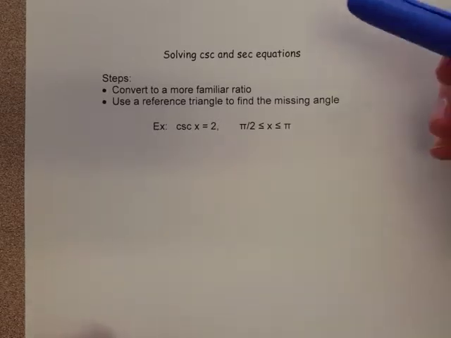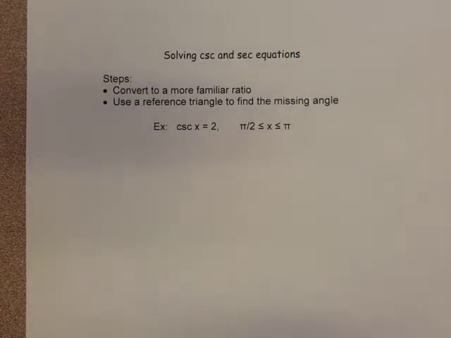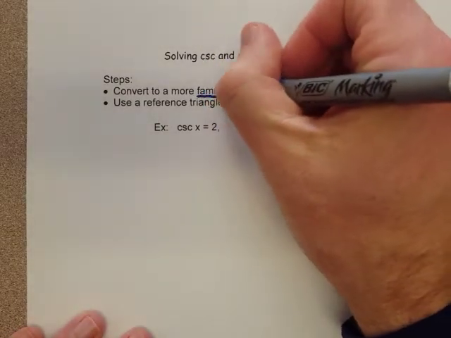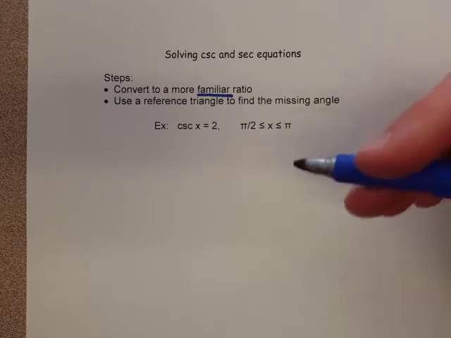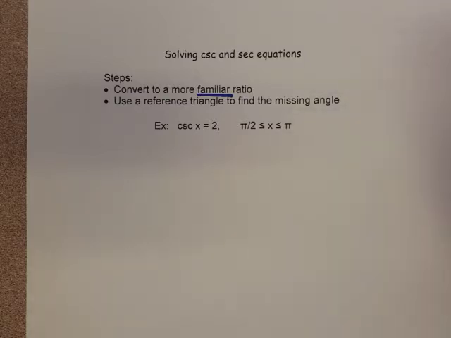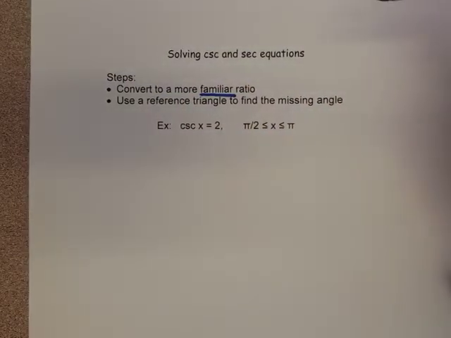So here are the steps that I'm suggesting when we have familiar ratios. This is going to be when we're talking about the special angles, the familiar ratios. If it's not that way, then refer to the next video that doesn't have these familiar ratios. So step 1 is just going to be convert to a more familiar ratio.